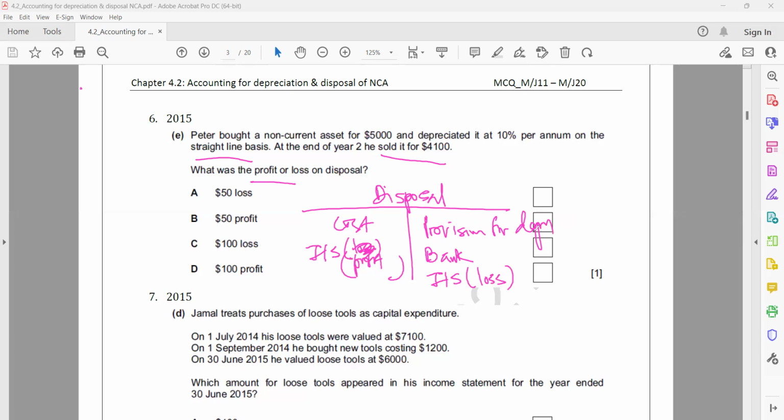You need to calculate the provision for depreciation. The cost is this one. Depreciation at the end of year 2, straight line method. So what is the amount here? Your bank, this is the sold value, 4,000. Cost is 5,000. What is the accumulated depreciation? Anyone? Straight line, take the cost times the percentage. At the end of year 2, that means 2 times, because every year is the same. So what is this amount?